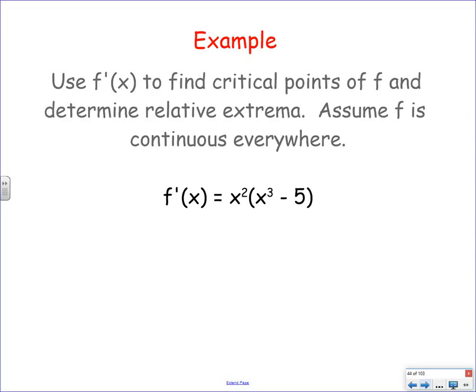Where's the plus or minus cube root of 5? No, it's 0 and plus or minus cube root of 5, right? Because you gotta set both. Oh, so you got this from this one? I think it's zero and just the positive cube root.